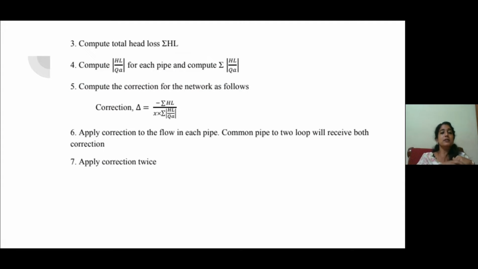Then after this, compute the total head loss sigma HL. Then the fourth step is compute mod of HL by QA for each pipe, and compute sigma mod of HL by QA. Compute the correction for the network by using the formula delta is equal to minus sigma HL divided by X into sigma mod of HL by QA. Apply the corrections to the flow in each pipe. Then a common pipe to two loops will receive both corrections.